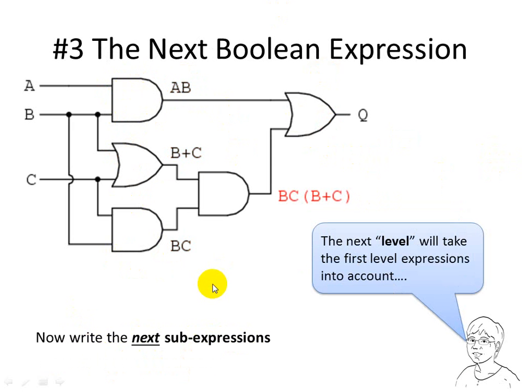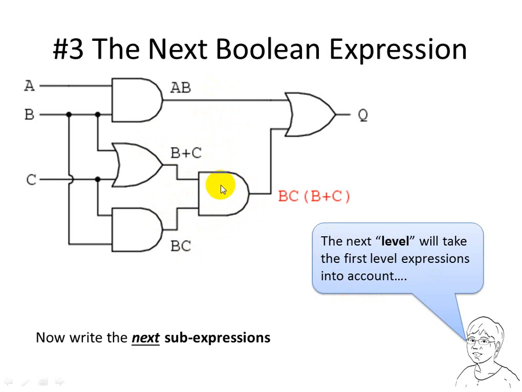Okay. Step 3, the next Boolean expression. So we're looking at the next level. We've only got one gate in this level. The next level will take the first level expressions into account. This means we've got to look at the result hitting this particular schematic, which is AND.